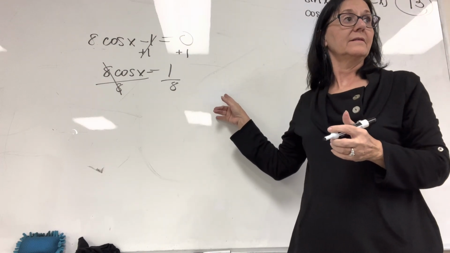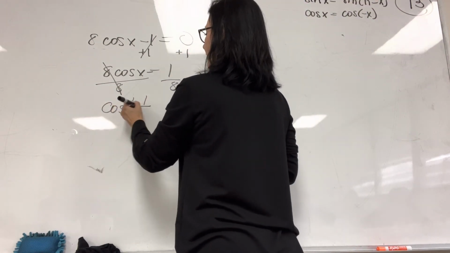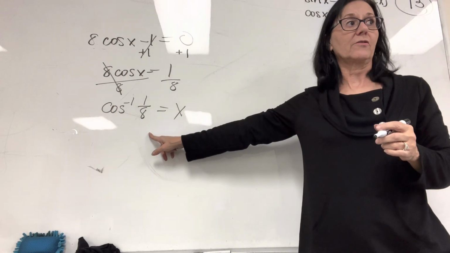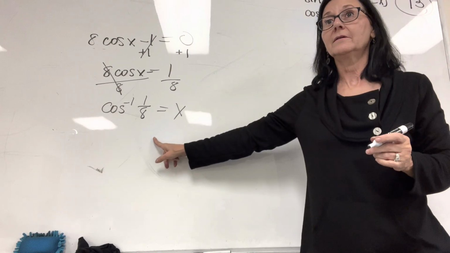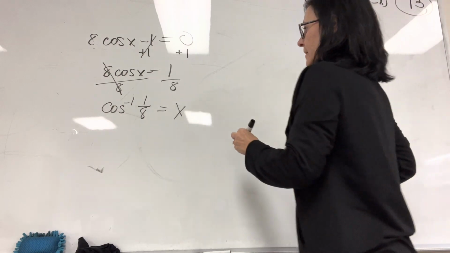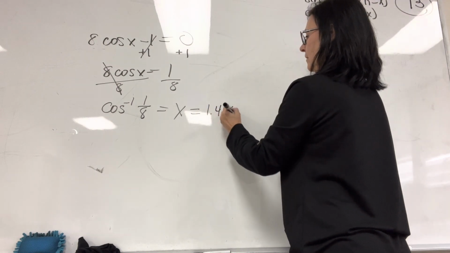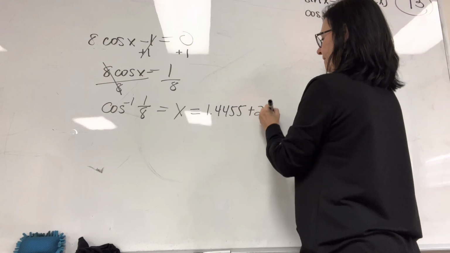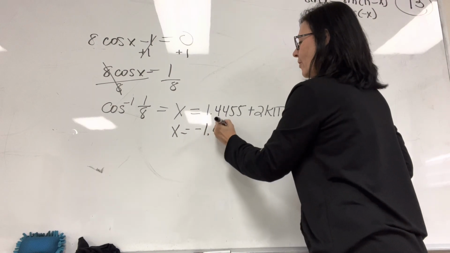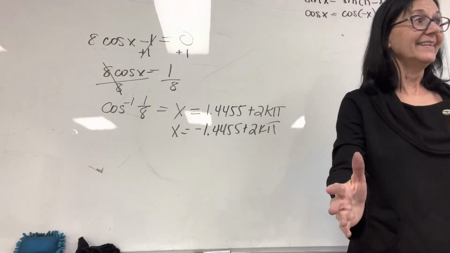How do I solve this? Inverse. Inverse cosine of 1/8 equals x. Is 1/8 on the unit circle? No. So you're going to do this in your calculator. What quadrant are you going to be in? First. That's right. Okay. So what is x? x equals 1.4455 plus 2k pi. Is there another solution? What is it? Negative 1.4455 plus 2k pi. Got it?